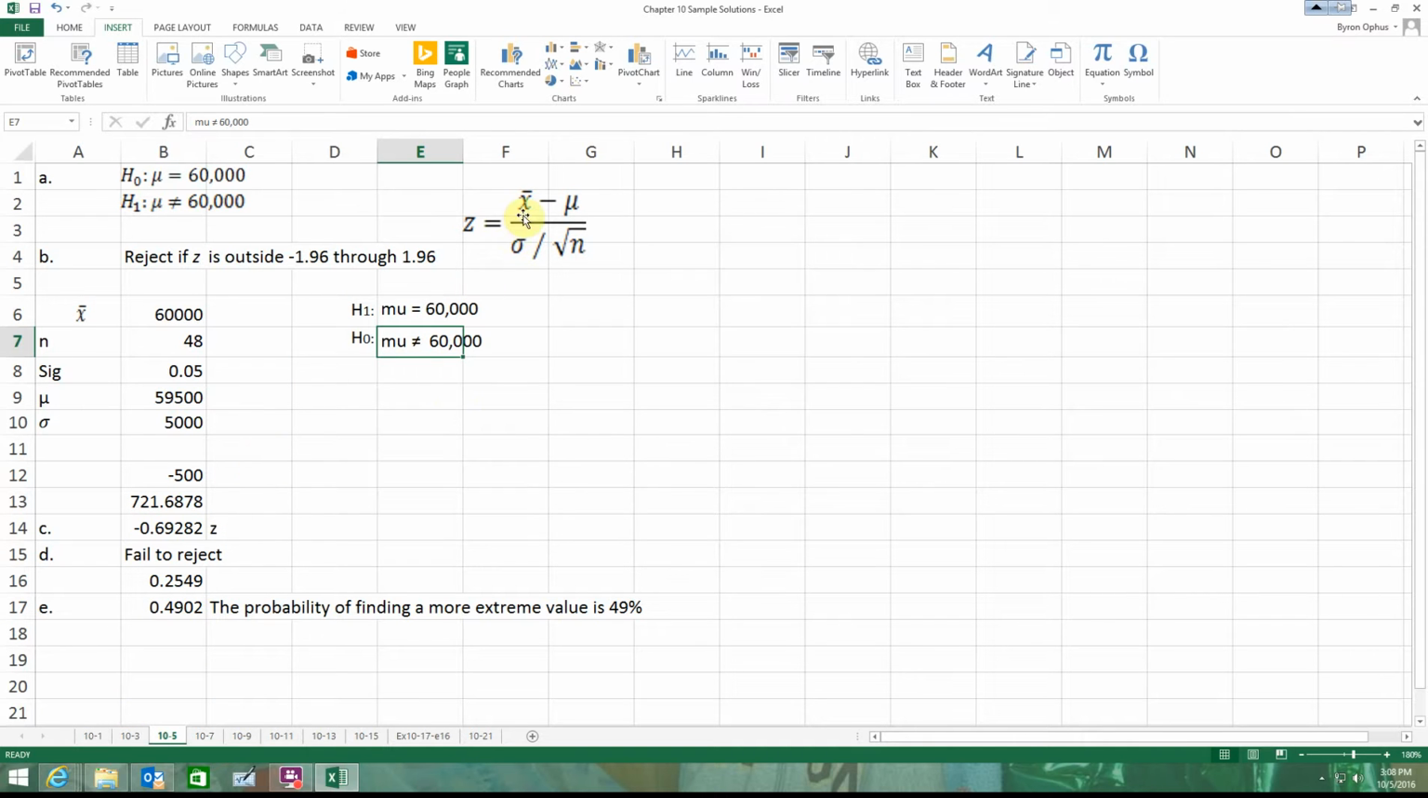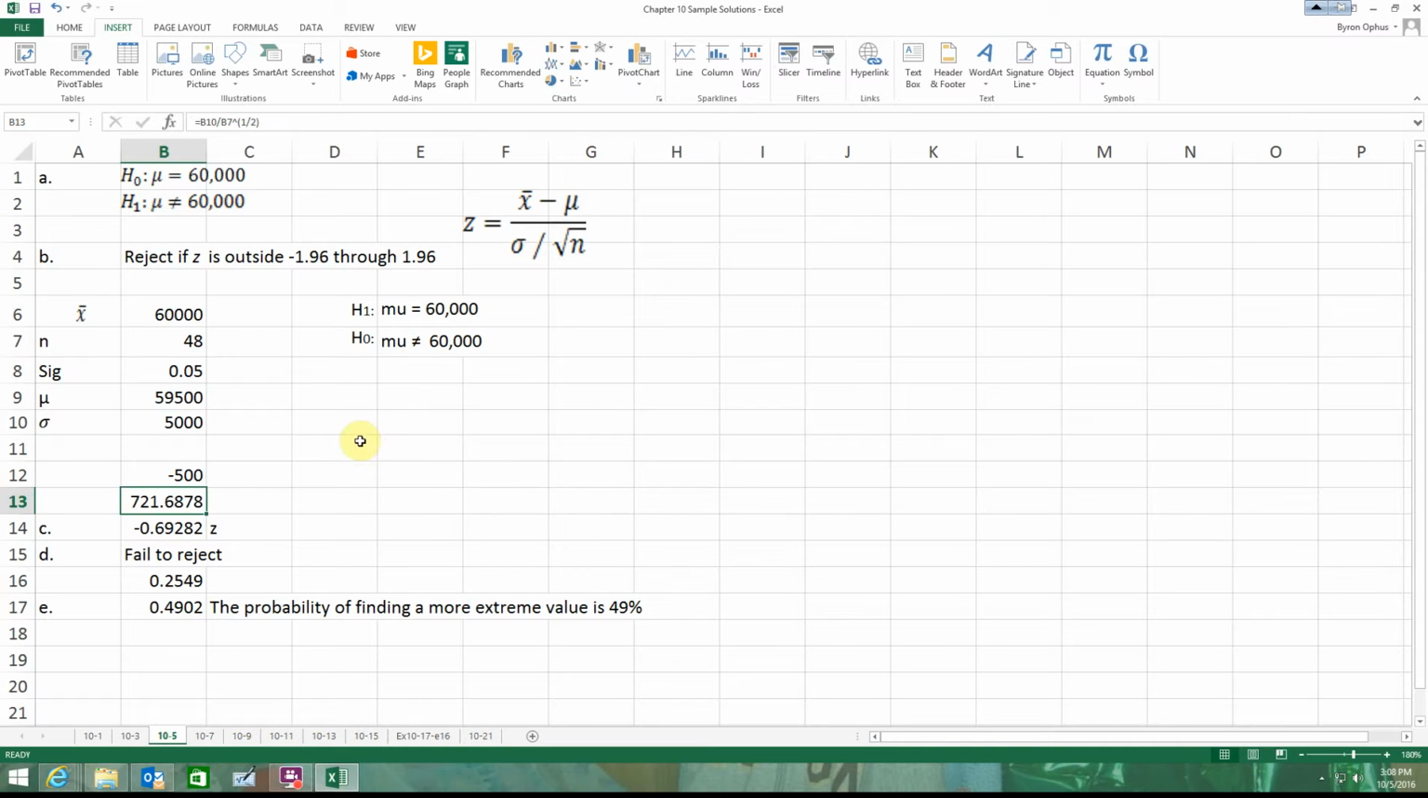So plug it in, right? I'm going to calculate a Z value, and I've broken it up a little bit. I did the top one right there. The bottom one, I got the standard deviation, which is 5,000 divided by the square root of 48, okay, and that ends up being this, okay, and then I've got to multiply those two.